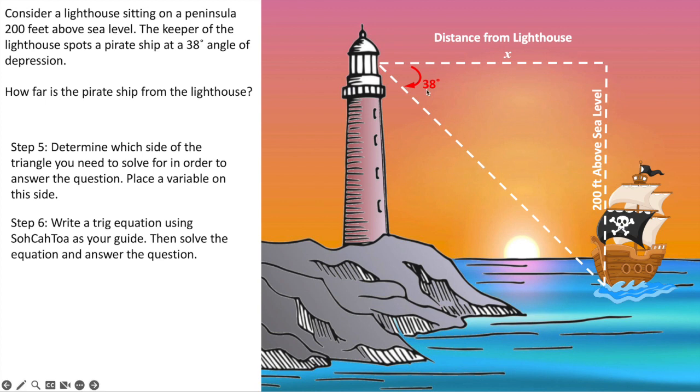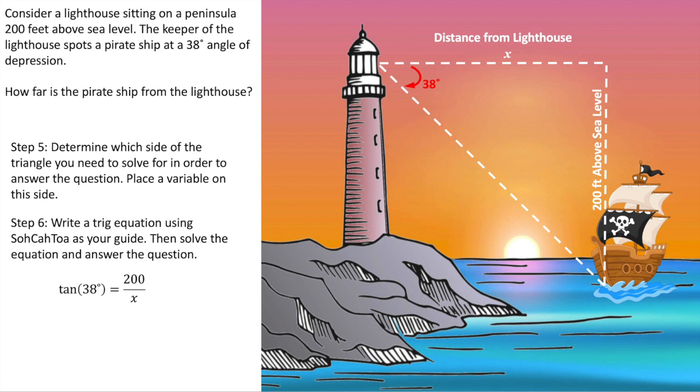38 degrees, right triangle trigonometry is based on acute angles. So we're going to use that 38 degrees. And then we have the 200 feet above sea level. That's a known value. We're going to use that. And x is what we want to solve for. So from this angle, the 200 feet is opposite and the x is adjacent. Opposite and adjacent. SOHCAHTOA tells us to use tangent. Let's do that next. So tangent of 38 degrees equals 200 over x.